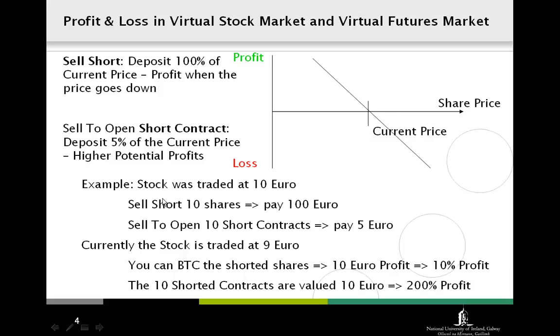As an example, when the stock was traded at €10, we sell short 10 shares and we pay €100, which is 100% of the current price. And we sell to open 10 short contracts and we pay only €5. Let's say that currently the stock is traded at €9. In this case, we have a profit of €10 on the shorted shares, and this is a profit of only 10%. In case of the 10 shorted contracts, they will be valued at €10. That would give 200% profit.